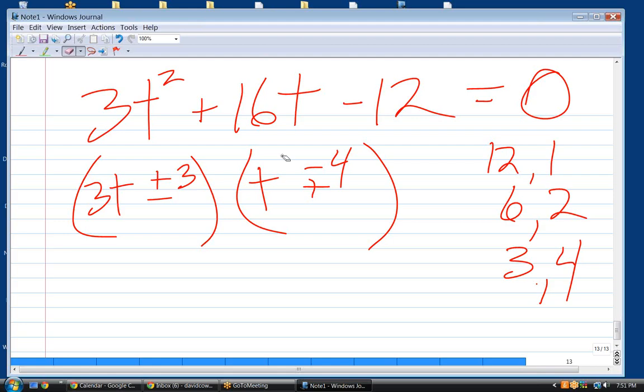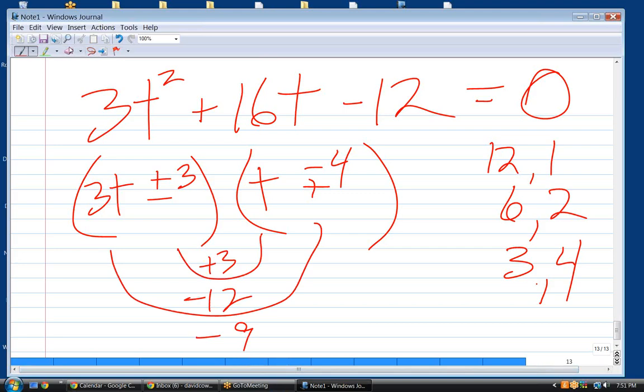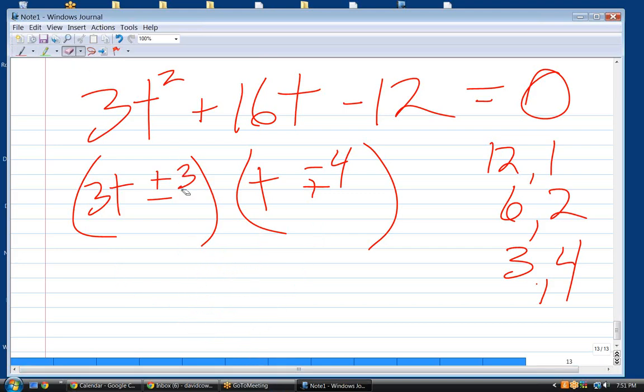Let's see. It would be 12 plus 3 is 15. Well, it would actually be plus 3 and then minus 12. So that's minus 9. That doesn't work. Not only does that not work, I know that if I bring the 3 down here and the 4 down there, that won't work either. It's going to give me the same number, just different sign. So the next thing to do would be 4 here and 3 there.